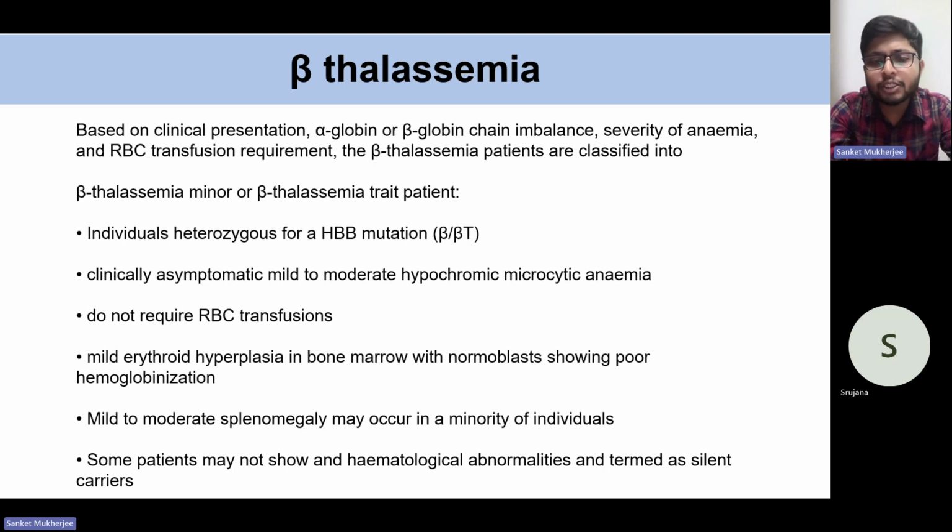So some patients may not show any hematological abnormalities and are termed as silent carriers, but these silent carriers can definitely cause this beta thalassemia to happen to their offspring. So they can definitely make that happen.